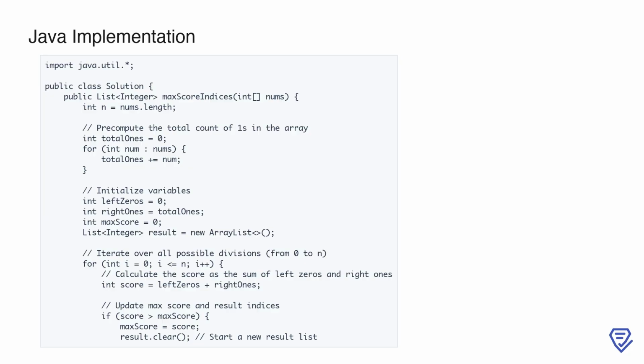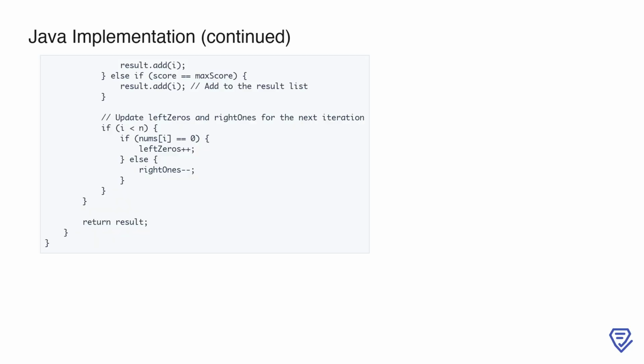The main logic involves iterating over all possible division points from 0 to n, where n is the length of the array. For each division, we calculate the score as the sum of left_zeros and right_ones. If this score is greater than the current maxScore, we update maxScore and clear the result list to start fresh, as this is now the new highest score. If the score at the current division matches the max score, we simply add the current index to the result list. This ensures that we are collecting all indices where the maximum score occurs.